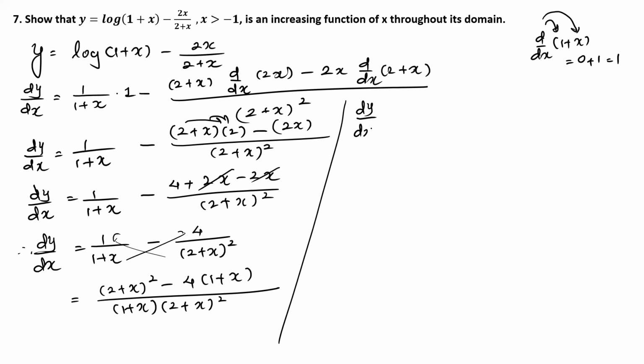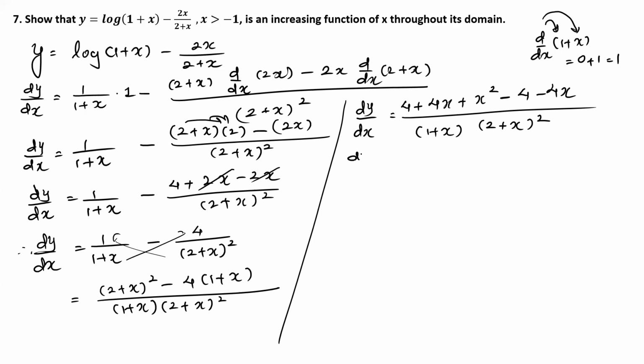dy by dx is equal to, we have to open the bracket, a plus b whole square: 4 plus 4x plus x square minus, open the bracket with the negative sign. Be careful when you have a negative sign outside. Silly mistake, avoid silly mistakes. So minus 4 plus 4 got cancelled, minus 4x plus 4x got cancelled. x square upon 1 plus x into 2 plus x whole square.